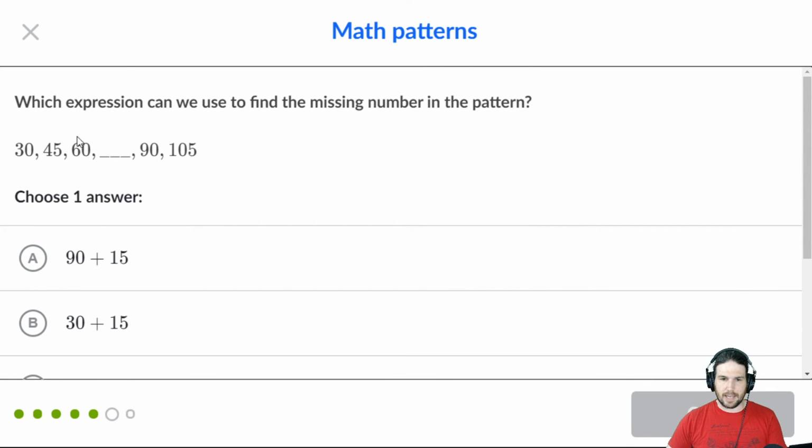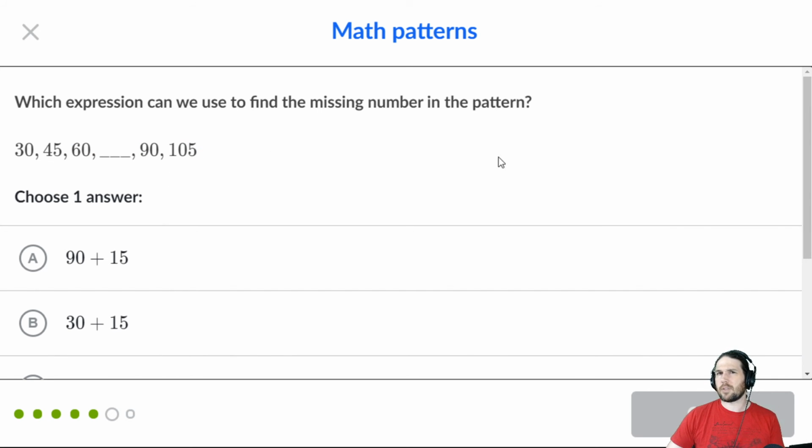So what's the next thing? What expression can we use to find the missing number in the pattern? So again, Khan Academy is switching up the wording so that folks understand the ideas and not just the vocabulary. You need to be able to express ideas in multiple different ways. So it looks like to get this number, there are 2 ways I can think of to do it. I could take 60 and then add 15, because it does look like they're adding 15 every time. Or I could take 90 and subtract 15.